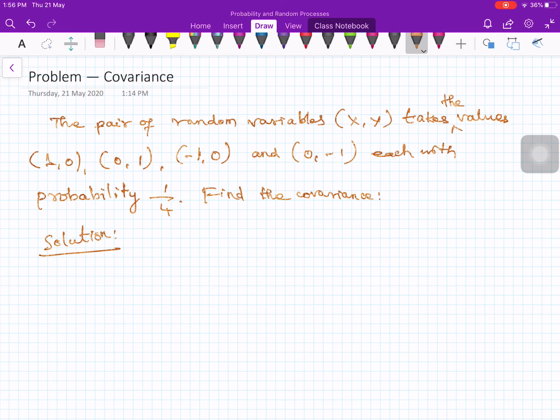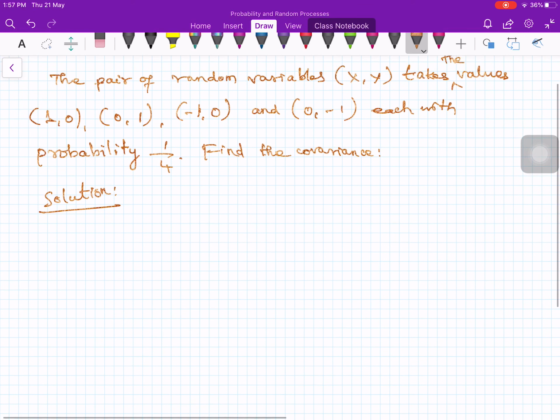In this lecture, I am going to discuss an example problem for covariance. The problem is: the pair of random variables X and Y takes the values (1, 0), (0, 1), (-1, 0) and (0, -1), each with probability 1/4. Now we need to find the covariance.